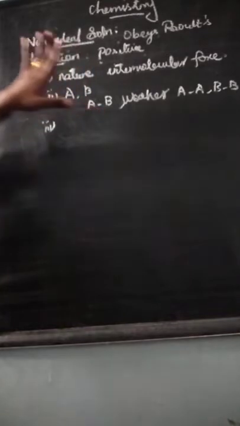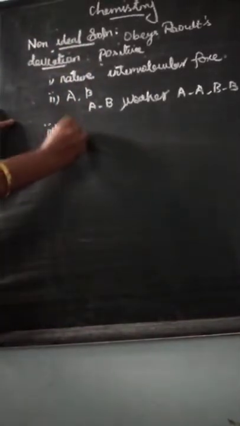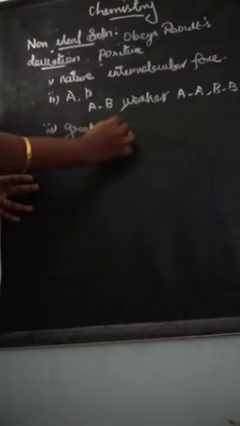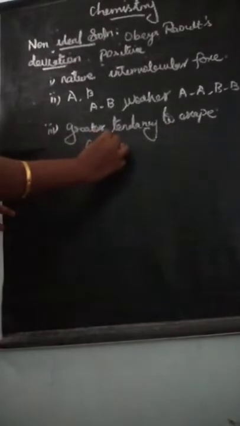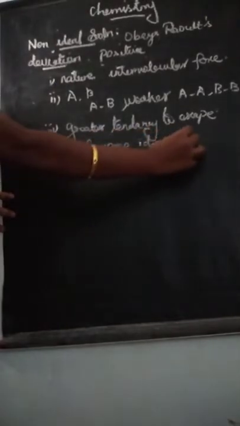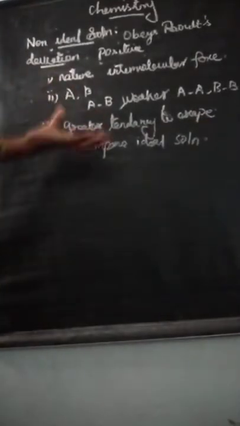Understand? See now, third point. In this type of solution, the molecules, molecules A and B, have a greater tendency to escape from the solution compared to the ideal solution. So listen, in this type of solution, the molecules have a greater tendency to escape from the solution, compared to the ideal solution. Understand?